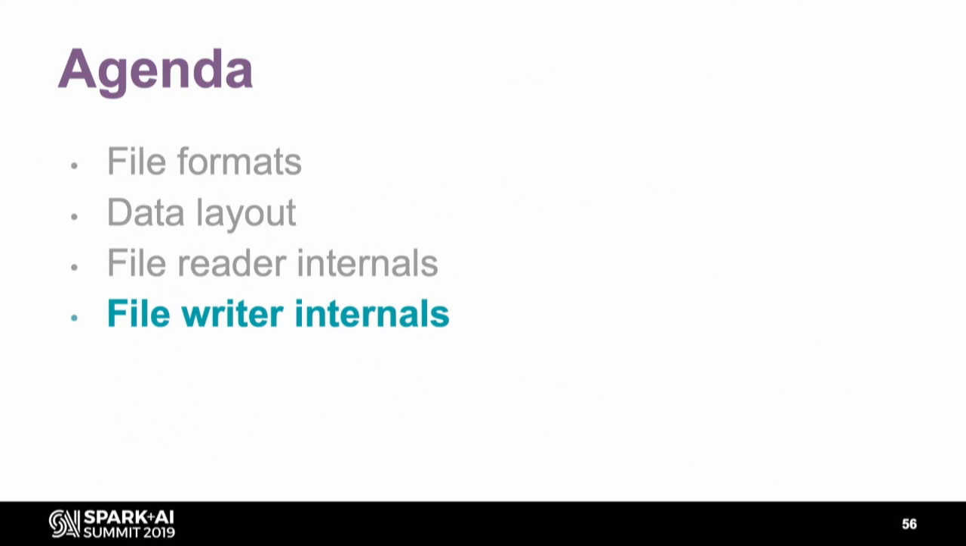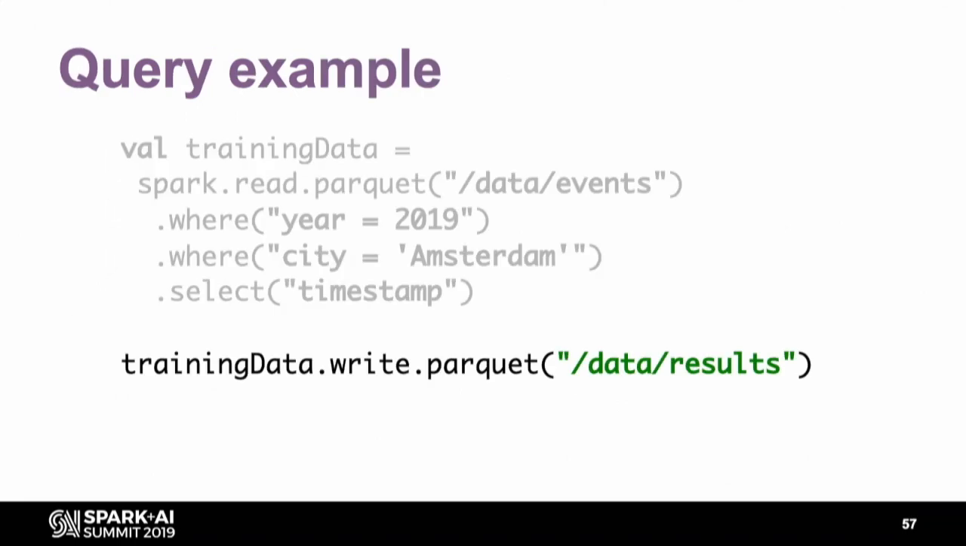The final part is about the file writers. Here is the last query example. We already know how to read the Parquet file as Spark rows. Now we need to figure out how they are written in parallel to other files.